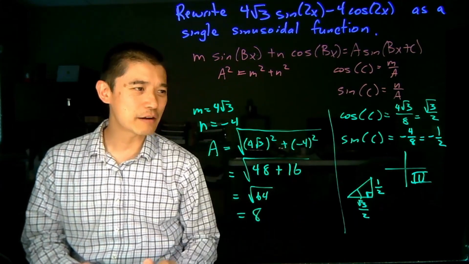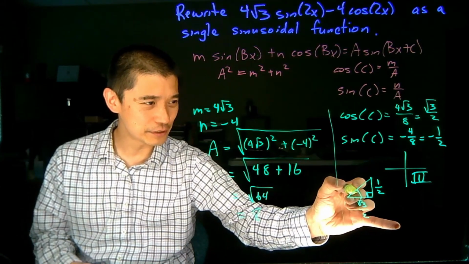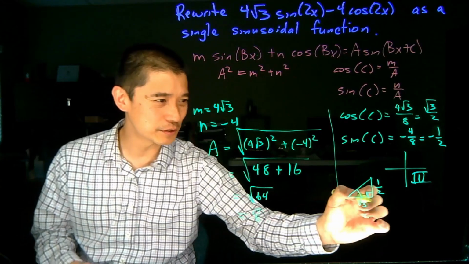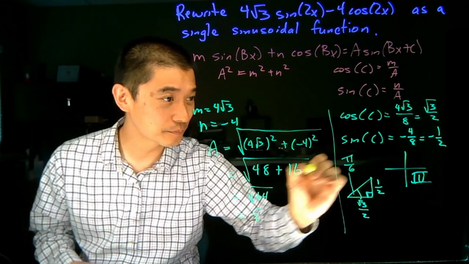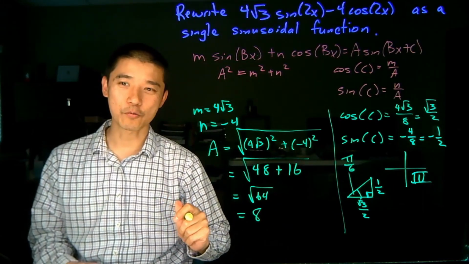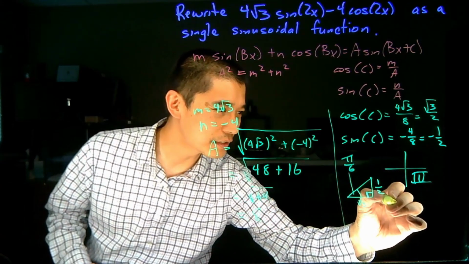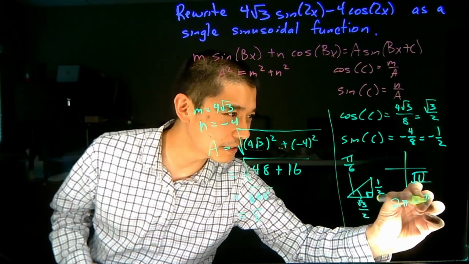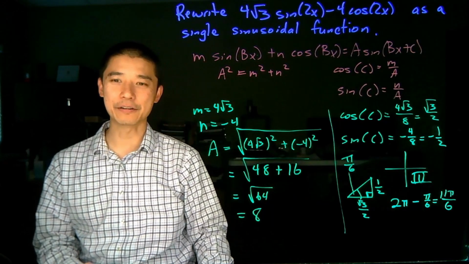The question is, what is that reference angle? Well, that reference angle is going to be 30 degrees, because it's the smaller value, and 30 degrees is also pi over 6 radians. So that tells us our reference angle. Since we're in the fourth quadrant, we have to go all the way around and then come back by that reference angle. So 2 pi minus pi over 6 is 11 pi over 6, and this is going to be our value of c.